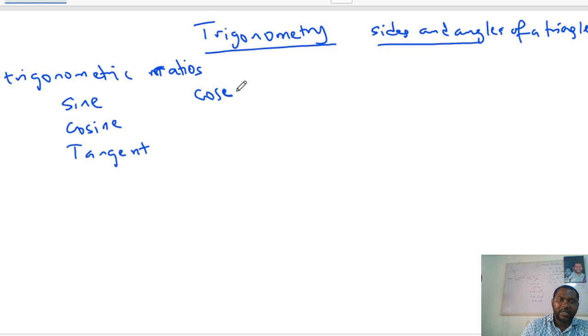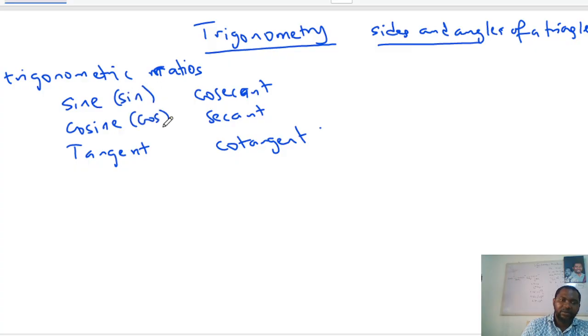Because we have cosecant, secant, and cotangent. The short forms of these are sin, cos, tan, cosec, or some people just say csc, sec, and cot.